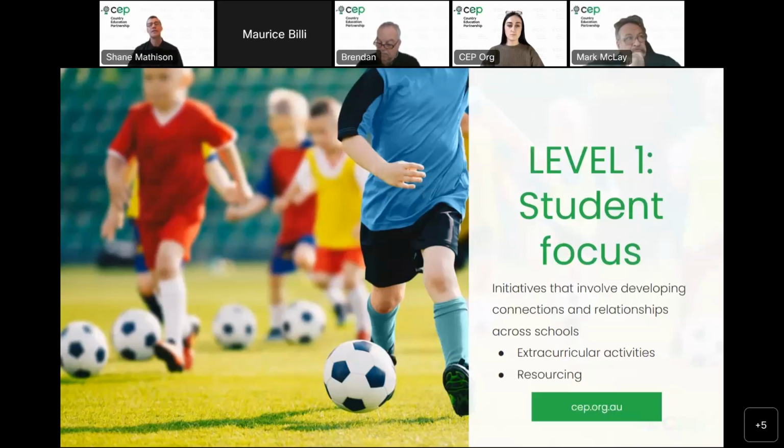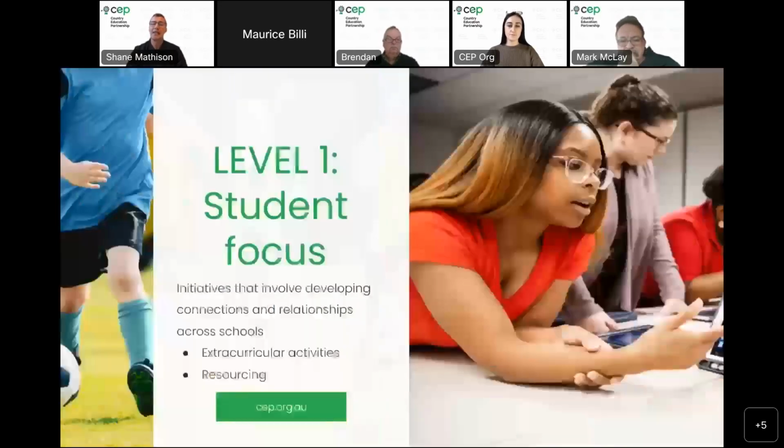Your school communities are going to see that you are working with other schools, and that's a really positive thing, that their schooling goes beyond the gates of their own school. And informally, it'll also bring your staff together and give them opportunities to connect and interrelate. So we see that as a really, really important space.